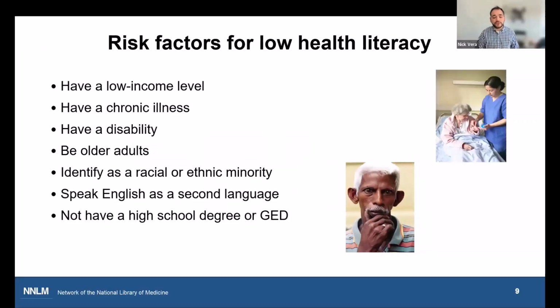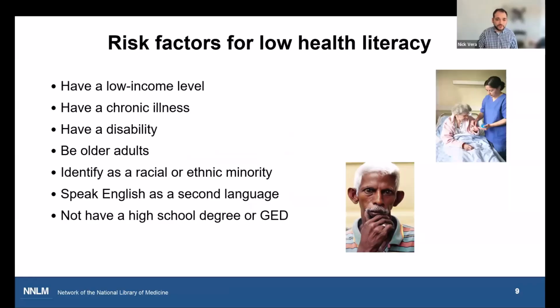So limited health literacy can really affect anyone. However, several factors are strongly associated with limited health literacy. For example, socioeconomic status. The epidemiology on health literacy shows that adults living below the poverty level have higher rates of limited health literacy than adults living above the poverty level. There are many socioeconomic variables that are associated with lower health literacy. Insurance status is just one example.